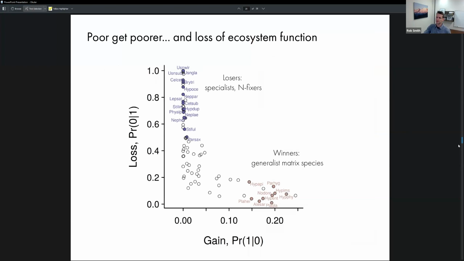For single species, we find this pattern where the species that were already specialists, in other words, range restricted or habitat restricted, which are also a lot of nitrogen fixers that are important to ecosystem function, were the ones that turned out to be losers. So they had a higher probability of being lost over time, and at sites where they did not occur, they had a low probability of appearing later. The winners tended to be those that were already quite widespread and generalists. So this is sort of like a rich get richer and poor get poorer situation.